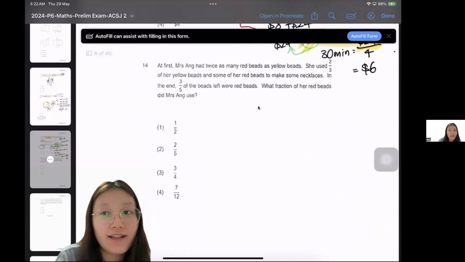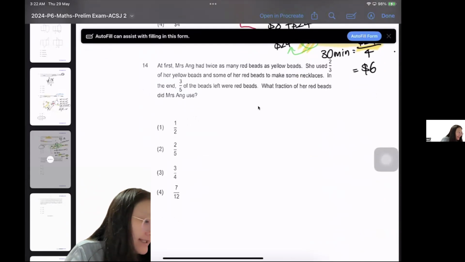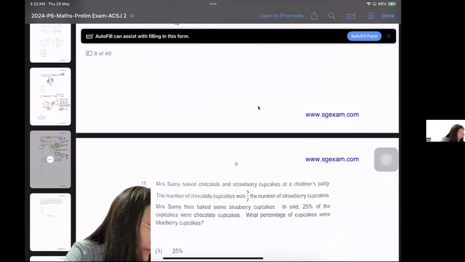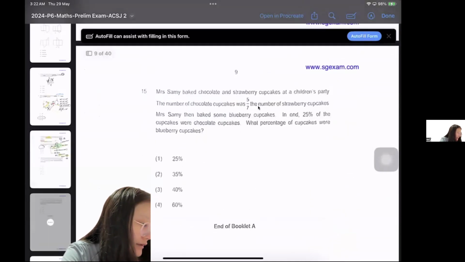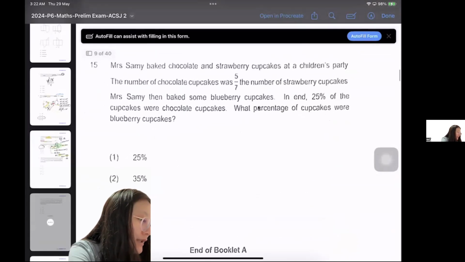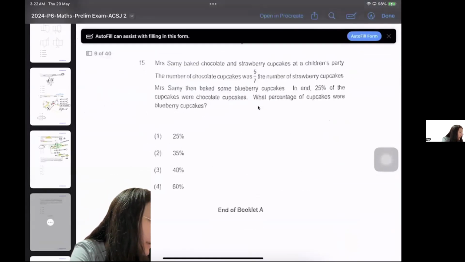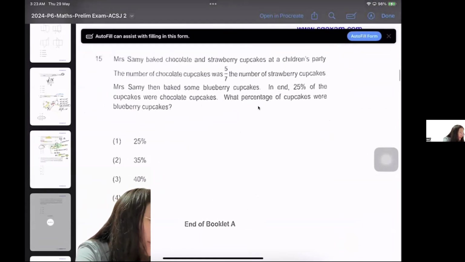At first, Mrs. Ang had twice as many red beads as yellow beads. She used 2/3 of her yellow beads and some of her red beads to make some necklaces. Okay, this one, I think it's not that difficult, so maybe just go to the one at the bottom first. Mrs. Sammy baked chocolate and strawberry cakes at a children's party. The number of chocolate cupcakes. Okay, let's read together and underline.